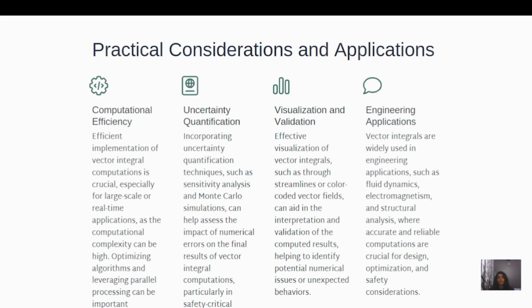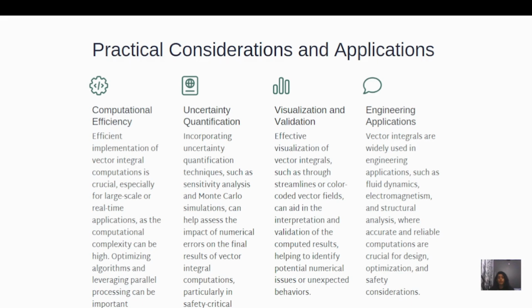Practical considerations and applications. Computational efficiency. Efficient implementation of vector integral computations is crucial, especially for large-scale or real-time applications, as the computational complexity can be high. Optimizing algorithms and leveraging parallel processing can be important strategies.